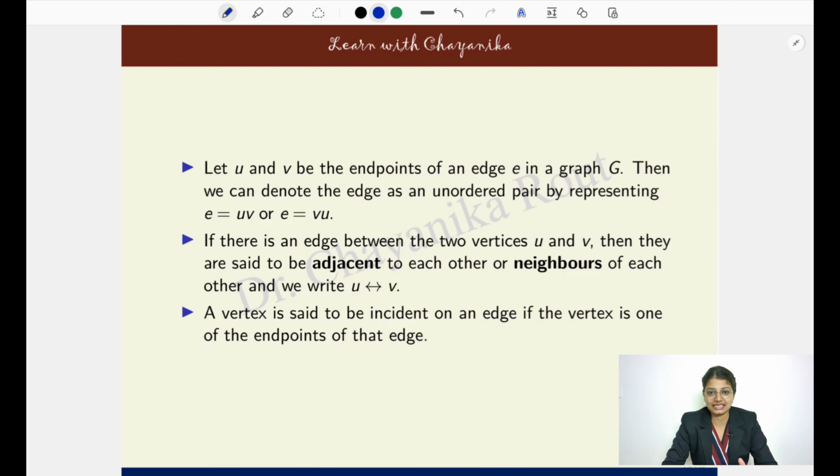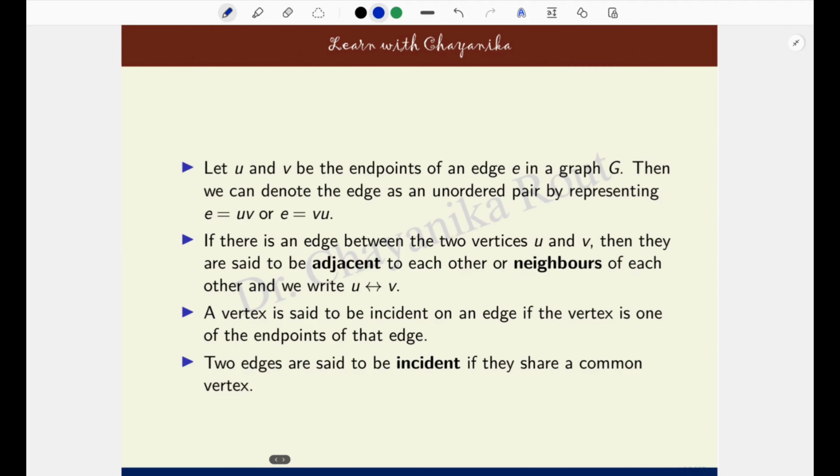Next, incidence. We say that a vertex is incident on an edge, or we say the edge is incident upon that vertex, only when we see that vertex as an endpoint of that particular edge. So, if you have an edge E in a graph with the two endpoints as U and V, then we can say V is incident on the edge E, or U is incident on the edge E. We can also say the edge E is incident upon the two vertices U and V. So, that is a relation which exists between an edge and its end vertices, where we use the term incidence. This term can also be used for edges. Two edges can also be called incident upon each other.